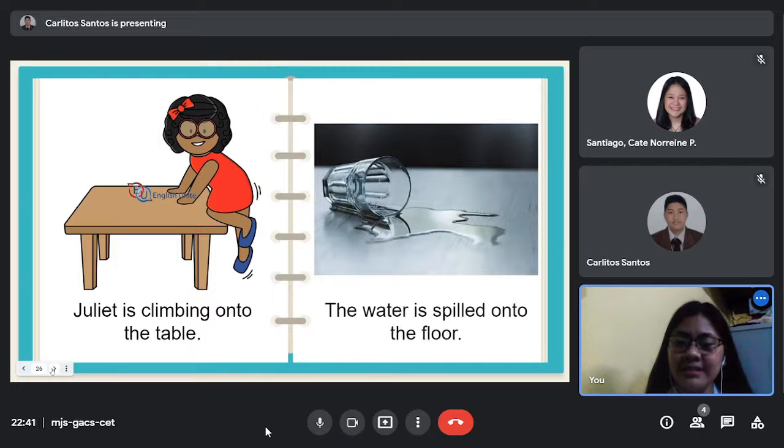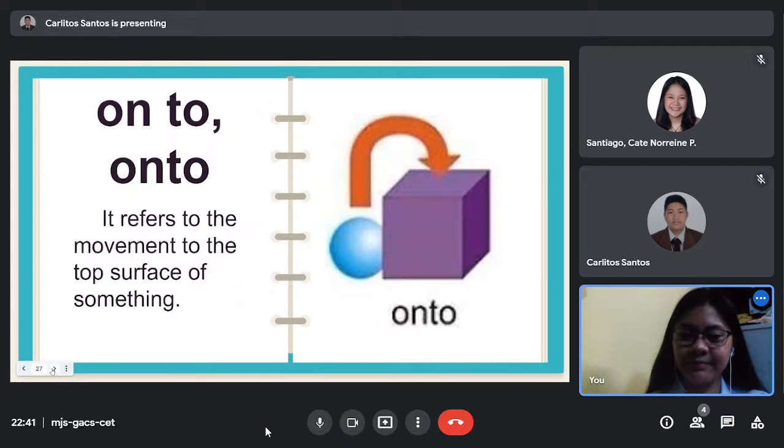Juliet is climbing onto the table, and for this next sentence, the water is spilled onto the floor. What do you think is a common word here for these two sentences? Someone answered onto. That is correct. Then let's also have the meaning of onto. How do we use it? Next slide, please. Onto refers to the movement to a top surface of something. Again, the meaning of onto, it refers to the movement to the top surface of something.